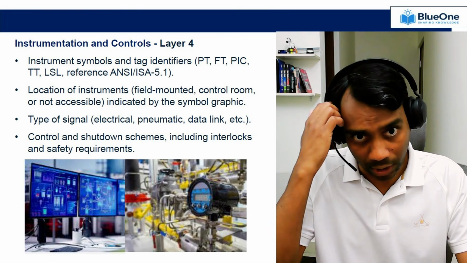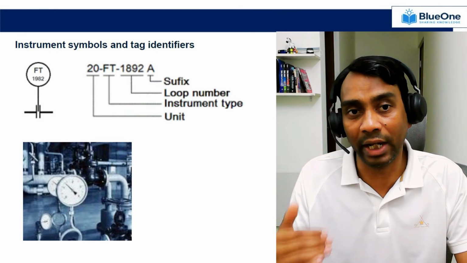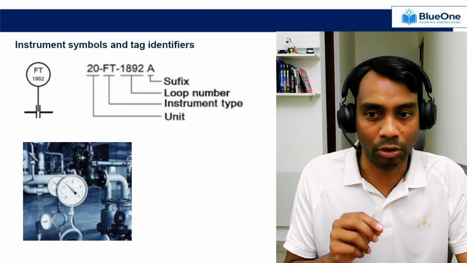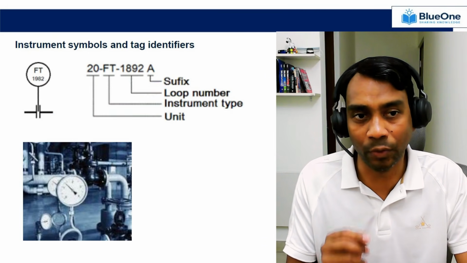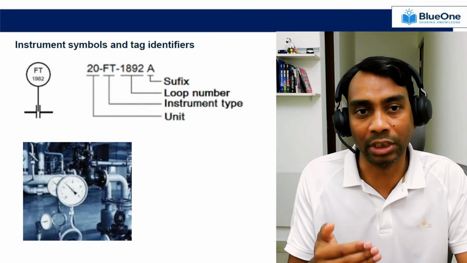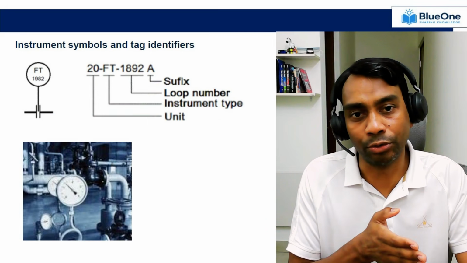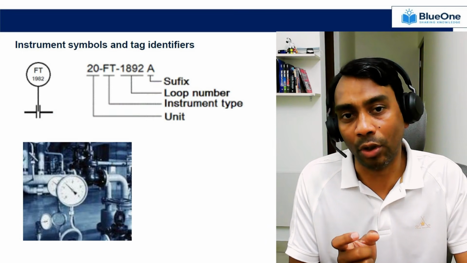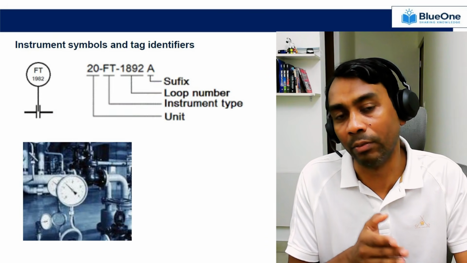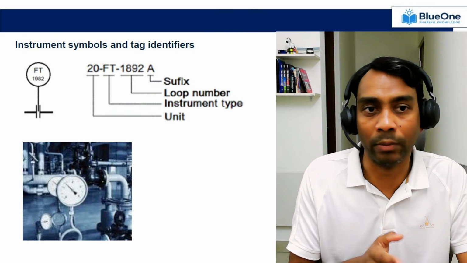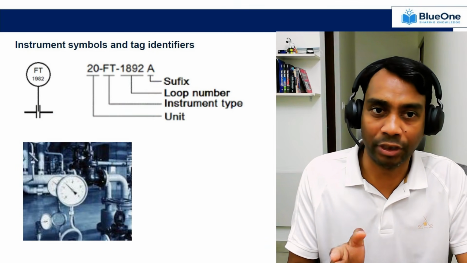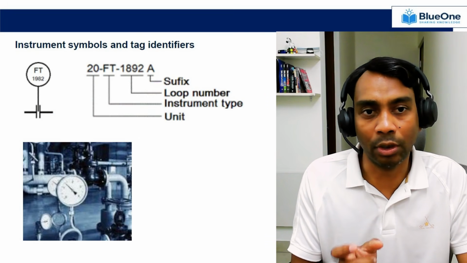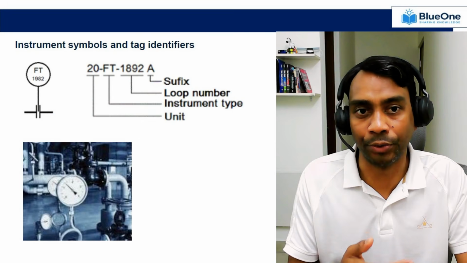If we further get into detail of the instrumentation symbol and tag identifier, if you refer to any particular P&ID, you will see instrumentation symbols. One of the examples I have provided here is the flow transmitter with the orifice. So you can see how to decode this particular flow transmitter. The first 2 or 3 digits will be your unit number or system number. The second will be your instrument type. So if it is a flow transmitter, it will be FT. If it is a flow indicator, it will be FI. If it is a PT, pressure transmitter, temperature transmitter, and then you will have the loop number for which particular loop this instrument is attached to, and then you have a suffix.